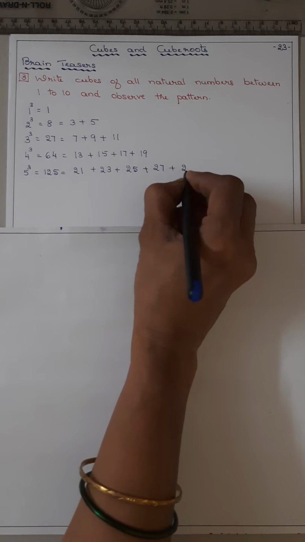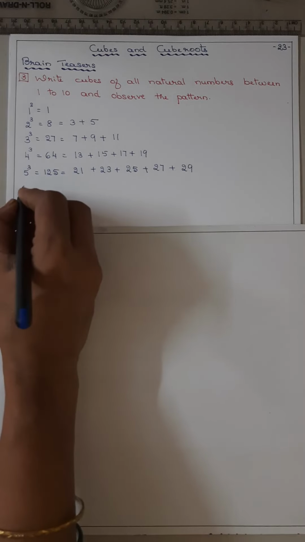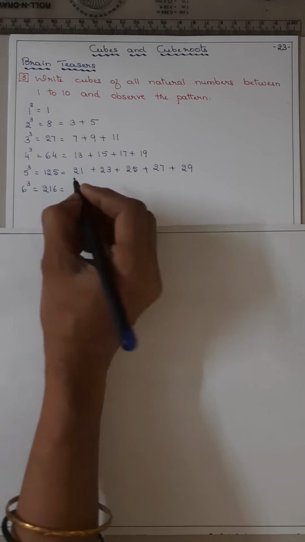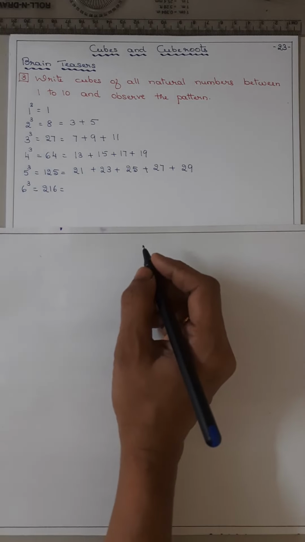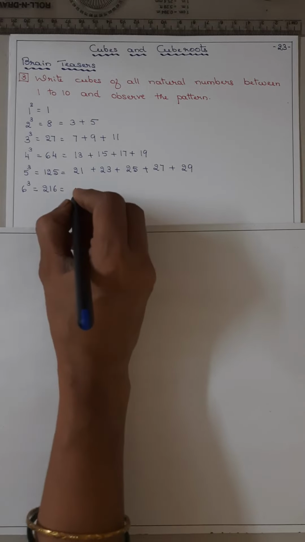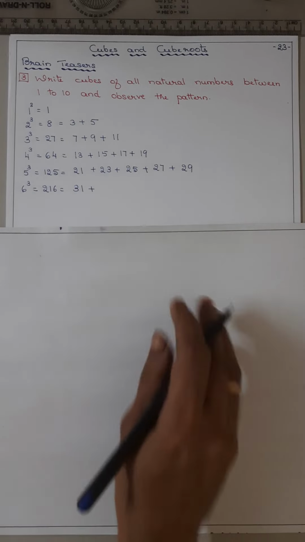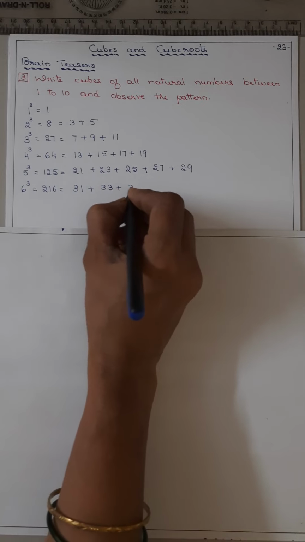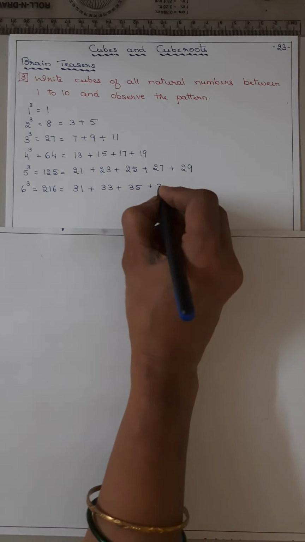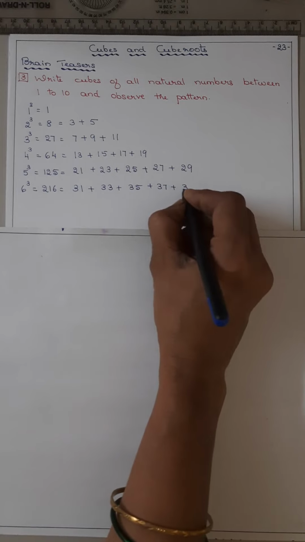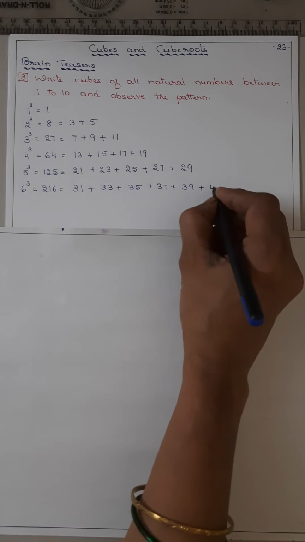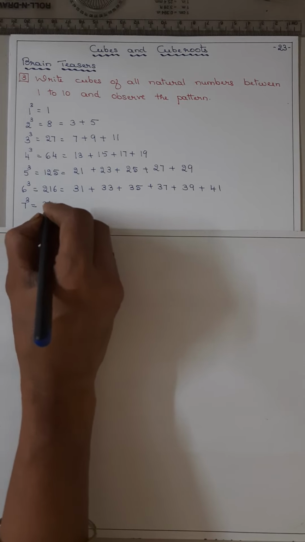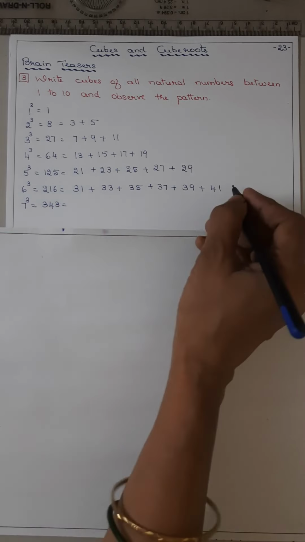27 and 29. Now 6 cube is 216. After 29, the next odd number is 31. Now we have to write 6 odd numbers: 31, 33, 35, 37, 39 and 41. Now 7 cube is 343.